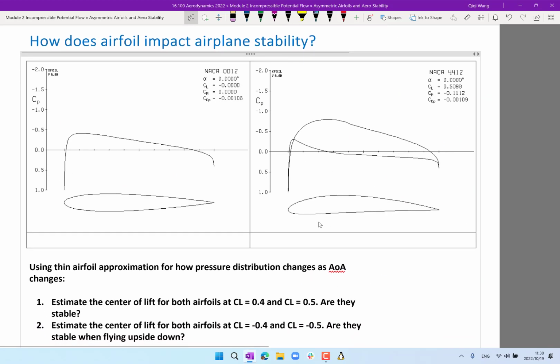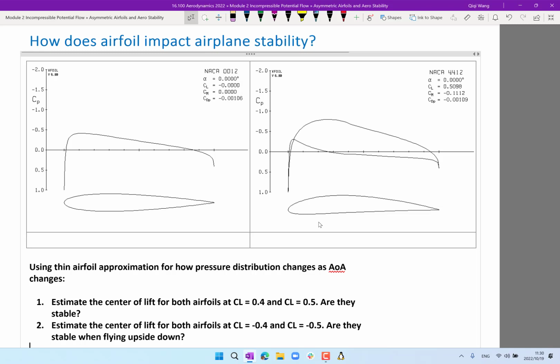This is the exercise. I have just these two airfoils, the NACA 0012 and the NACA 4412, which I used to motivate all the stability analysis. Here the calculation is around a single angle of attack. I would ask you to use the result of the thin airfoil theory, namely Cm does not change as you change the angle of attack, to estimate the center of lift for both airfoils at Cl equal to 0.4 and 0.5.